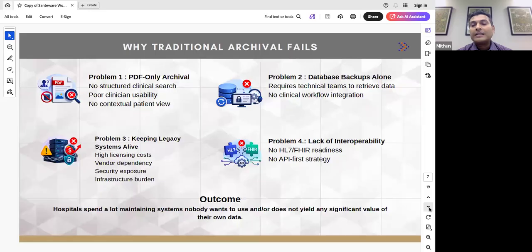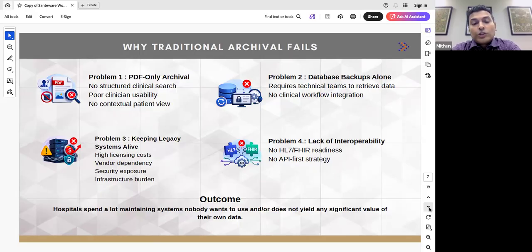And then the fourth problem is lack of interoperability. Now, if you archive your data in any of these methods, obviously you cannot share that data. You cannot readily transform that data into HL7 or FHIR. And also you cannot do any analytics. You cannot have data available for your AI programs or initiatives that you plan to undertake in the future.